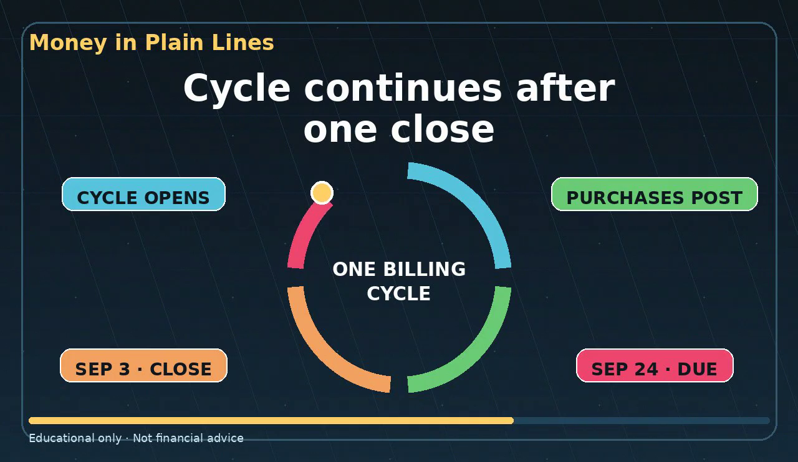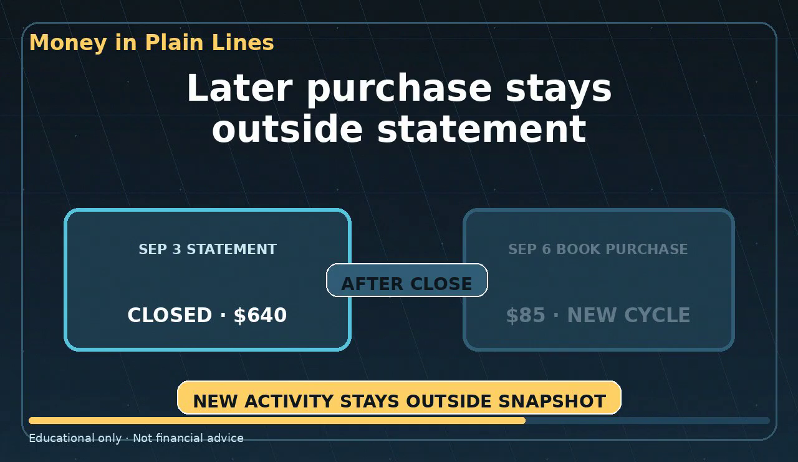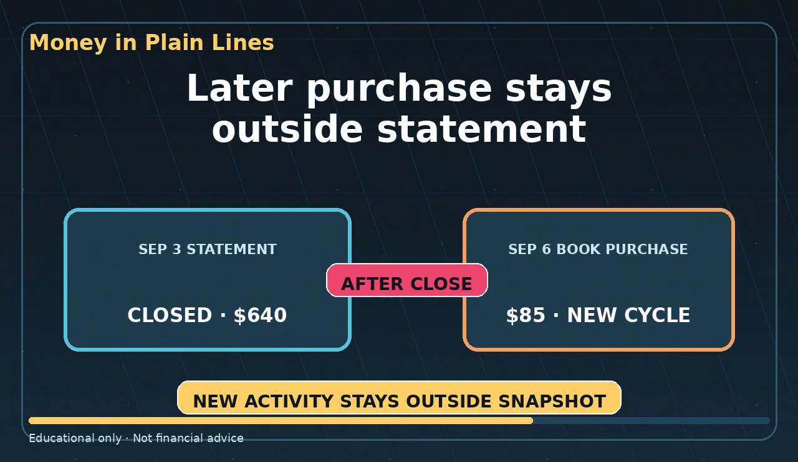Two magnifying views make the distinction compact. One lens reads statement balance, $640 at September 3rd. The other reads current balance, $725 at September 6th. The labels and dates carry the meaning. Comparing the numbers without their cutoffs would remove the reason for the gap.